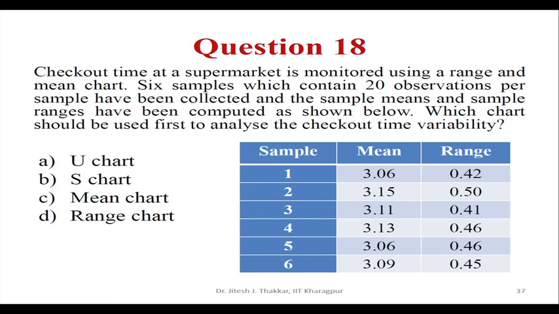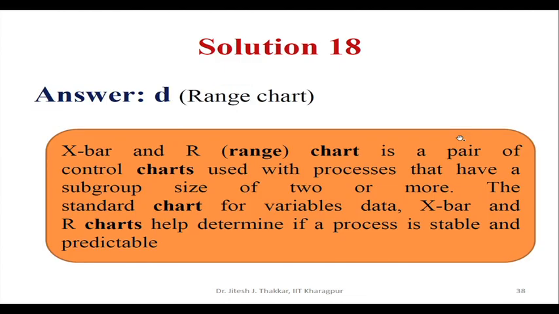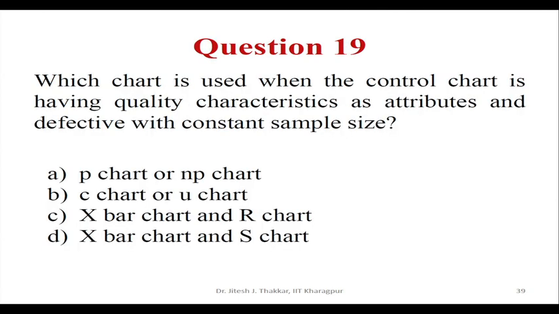You first look at the nature of the data, whether it is of variable type or attribute type. If it is of variable type, then what could be the appropriate chart for controlling the variability? So, the correct answer is D, range chart. X bar and R chart is a pair of control charts used with processes that have a subgroup of 2 or more. The standard chart for variable data. X bar and R chart help determine if a process is stable and predictable.